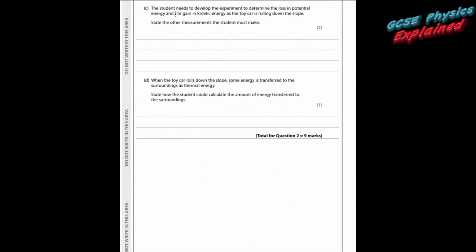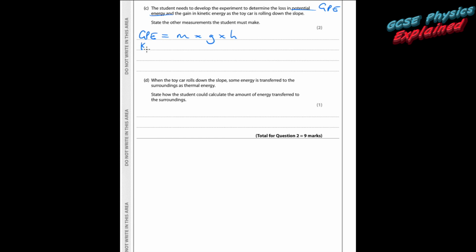Question C. The student needs to develop the experiment to determine the loss in potential energy and the gain in kinetic energy as the toy car is rolling down a slope. State the other measurements the students must make. Well, the loss in potential energy will be gravitational potential energy. So what's the formula for that? Gravitational potential energy equals mass times by gravity times by the height.